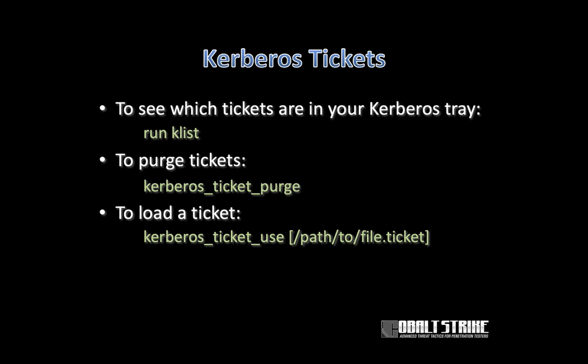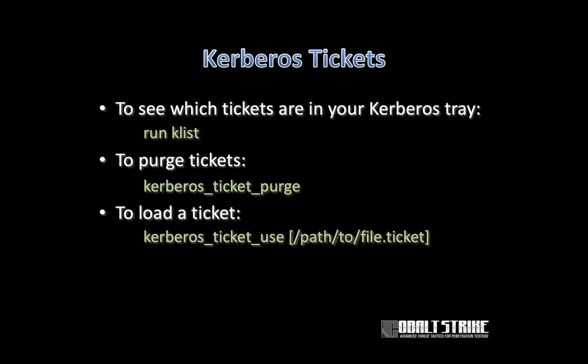You're stuck with me. But what I want to say is that a Kerberos ticket is another piece of identity material that can be used to authenticate you to a remote system. And your Kerberos tickets are stored in a data structure associated with your logon session called a Kerberos tray. To see which tickets are in your Kerberos tray, use the klist command built into Windows.